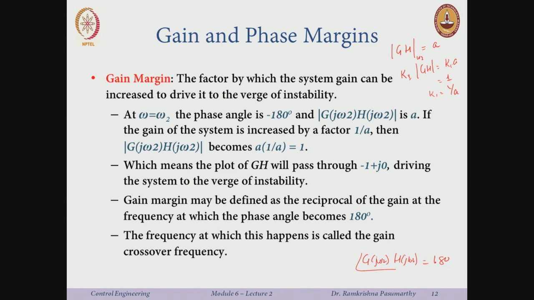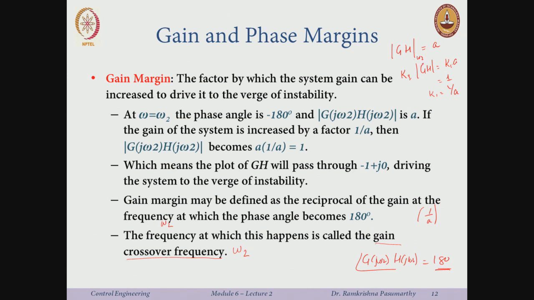What is the gain at this omega 2 where the angle is 180? It is A. Now the gain margin is defined as the reciprocal of this A. What is this A? The gain at the frequency omega 2 at which the phase angle becomes 180. The frequency at which this happens is called the gain crossover frequency. Omega 2 is the gain crossover frequency, and the gain margin here is 1 divided by A. By what factor should the gain be increased such that the system goes to the verge of instability? That is 1 over A. A is defined as the value of G times H at omega 2, the frequency at which the angle becomes 180 degrees.